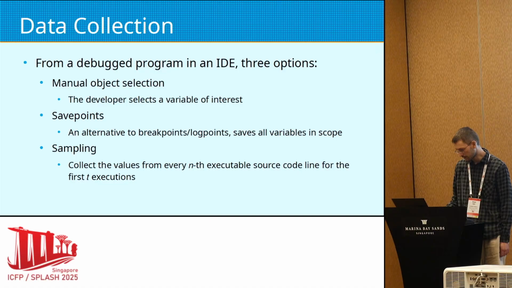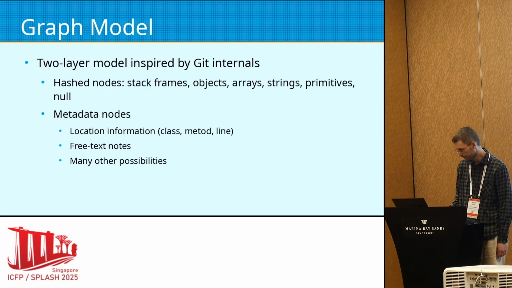The third option is sampling. Here we collect the values of variables from every nth executable source code line for the first t executions. So basically, if we set the n and t to infinity, then we have basically a full tracer or full recorder of the program.